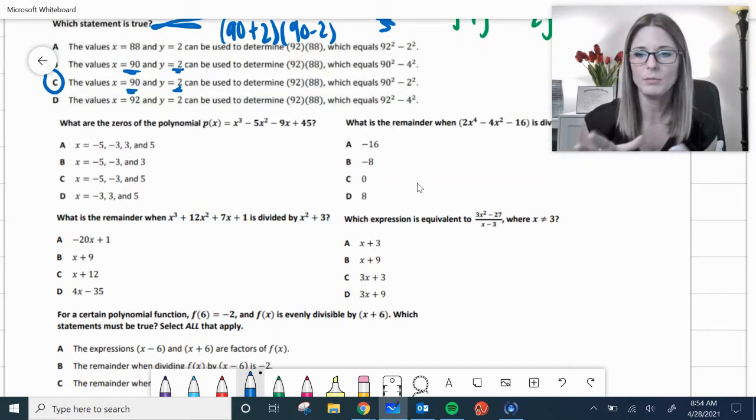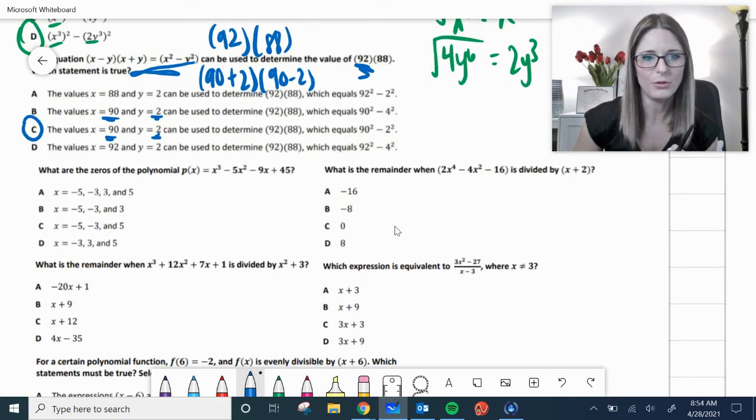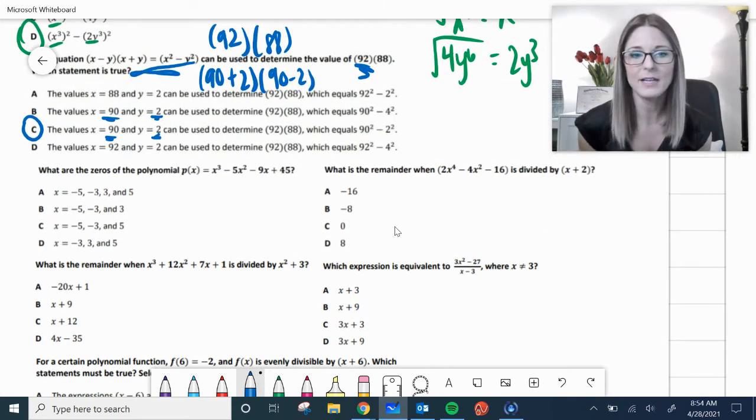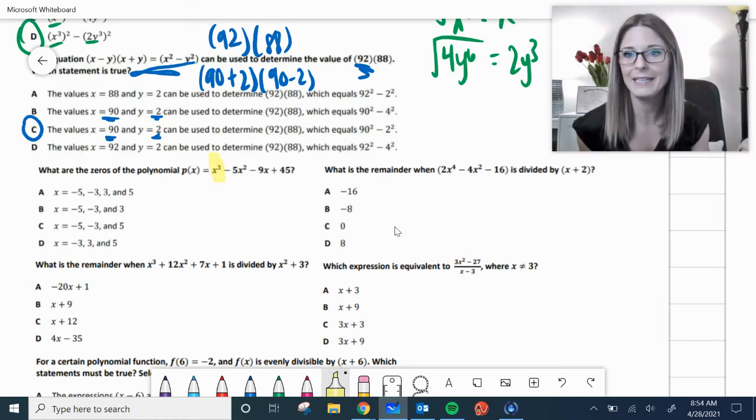So moving more into polynomials. What are the zeros of the polynomial? Isn't it beautiful? You've got x cubed minus 5x squared minus 9x plus 45. Okay, a couple things I want to remind you of. Awesome test taking tips. The degree of my polynomial, my highest exponent, my leading term exponent is cubed, 3. The degree of this polynomial is 3.